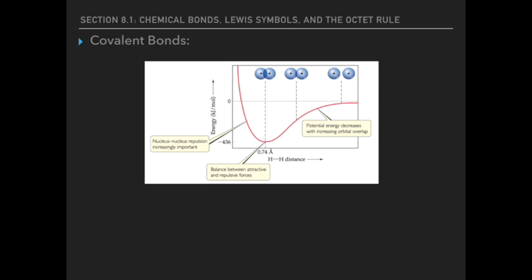And so if you're given this graph and you're asked what is the bond strength, all you need to do is look for where the potential energy is the most negative or the smallest, and that will be the bond strength between two atoms that have covalent bonds.